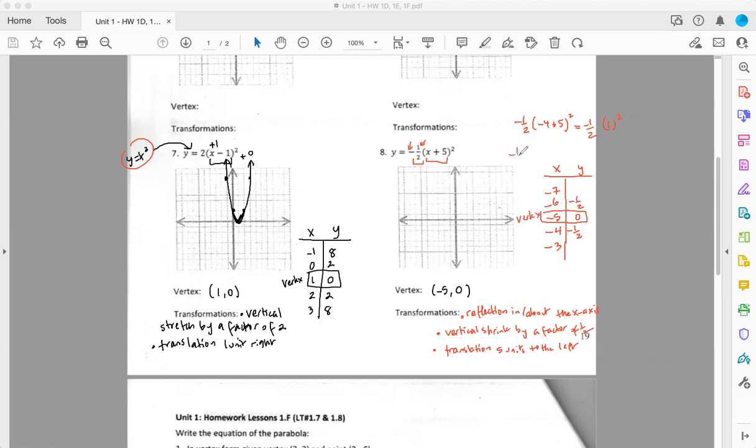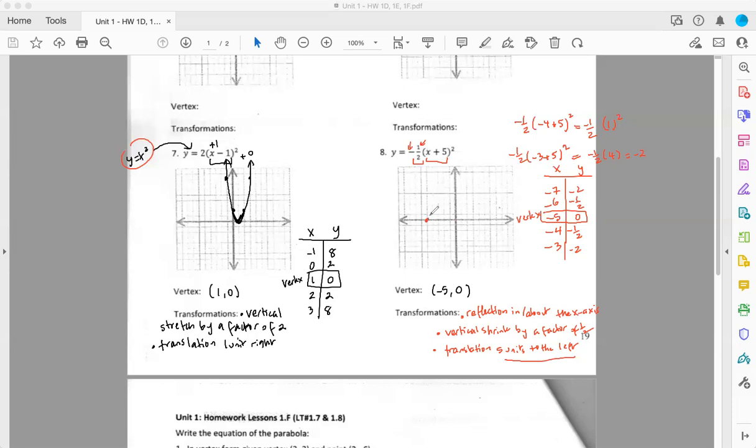-3, plug in -3: -1/2 times quantity -3 plus 5 squared, and then nothing on the outside. So -3 plus 5 is 2, 2 squared is 4, times -1/2. So this is -1/2 multiplied by 4, and that's -2. This will be -2, and so will this be. And now we plot them. So let's plot this. -5, 0, that's 5 to the left. 1, 2, 3, 4, 5, which is what we promised here, if you remember. We promised to go 5 left, so now it's 5 left.